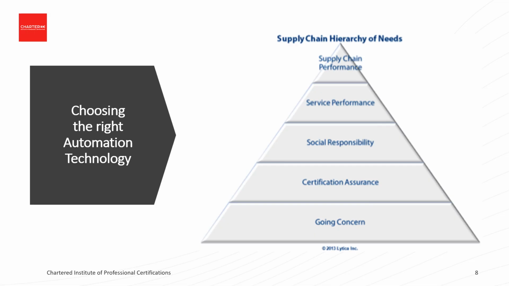Firstly, it's important to understand the specific needs of your supply chain. Our supply chain hierarchy of needs, ranging from what is a going concern to supply chain performance. This includes looking at the size and complexity of supply chain operations, the level of customization that will be required, and also crucially your available budget.